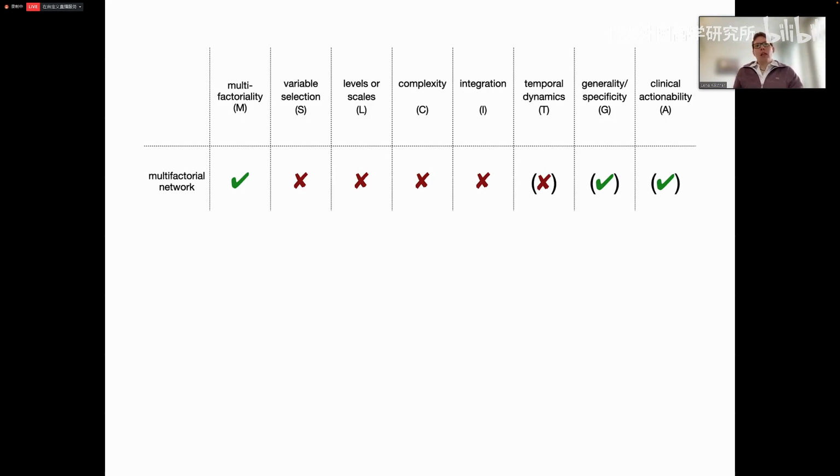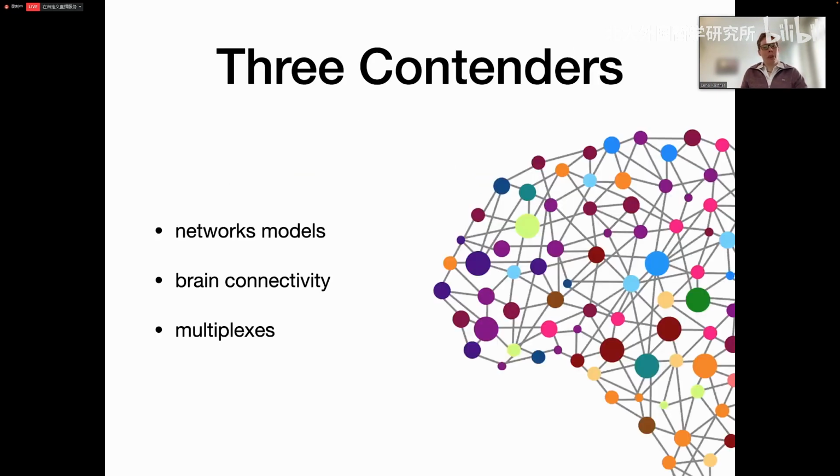All right, so overall, multifactorial network models are multifactorial, but other than that, it doesn't look too good. So if this is the case, let's move on to the next contender.